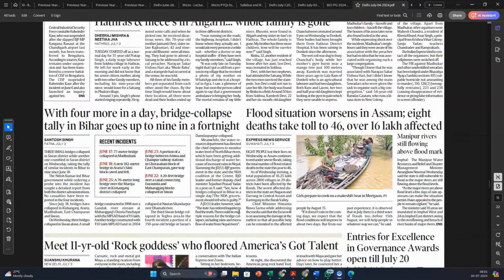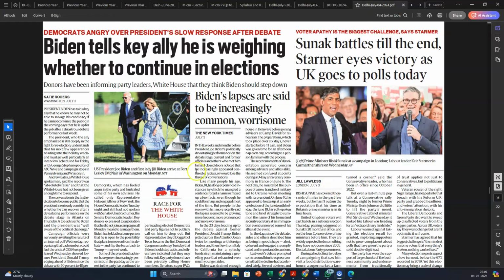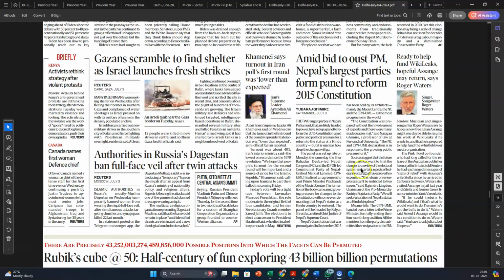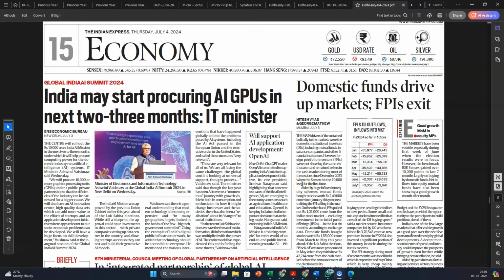Then coming to, maybe you can read these two articles, Biden and Sunak, and what is happening. We have already talked about the largest parties in Nepal coming together to oust the CPN-Maoist Centre, which is the Prachanda party. Oli and Deuba have come together with respect to that, and they are also talking about reforming the constitution. Now, coming to India: India may start procuring AI GPUs in the next 2-3 months.